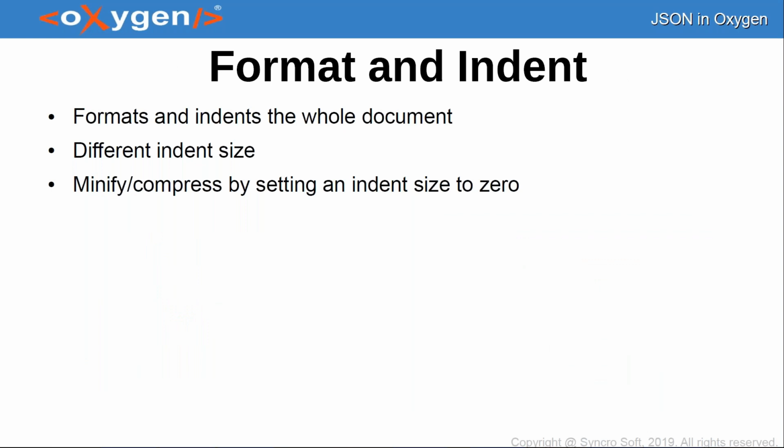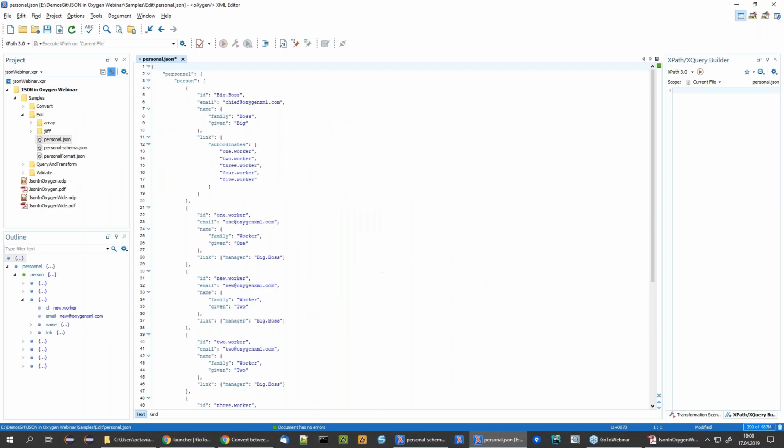The format and indent in JSON is very important, because I think it's very important to have a JSON document that can be read. We have support to format this type of document. You can set a different indent size, but you can also use indent size 0 if you want to compress the JSON file and save it somewhere compressed. And I'll show you how you can do this.